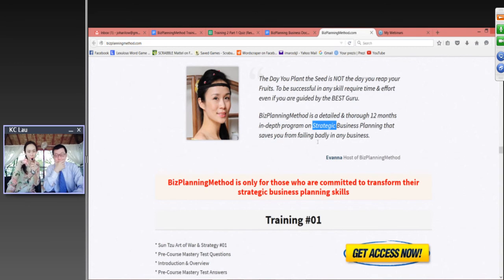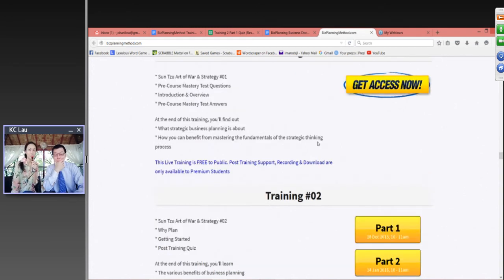Okay, this is training number 1. Let's go to training number 2. Initially when we planned the course, we thought that was 1 hour. But after we went through the module, we decided to extend it to 4 hours. Okay, and these 4 hours cover why plan and getting started, and each part will have a post-training quiz. At the end of the training, the student will learn the various benefits of business planning, why strategic planning is important to you, and what you need to get started. So this is training number 2.